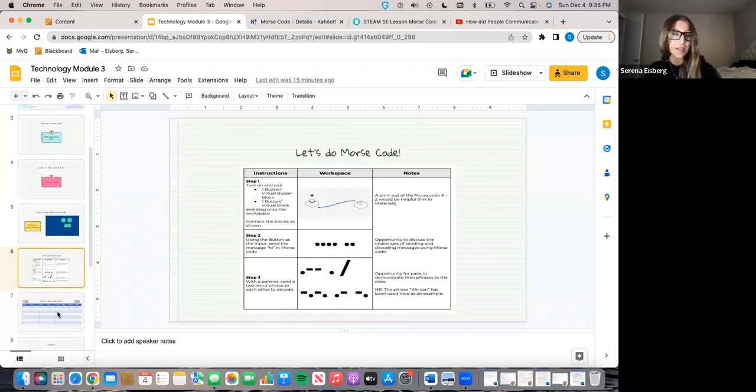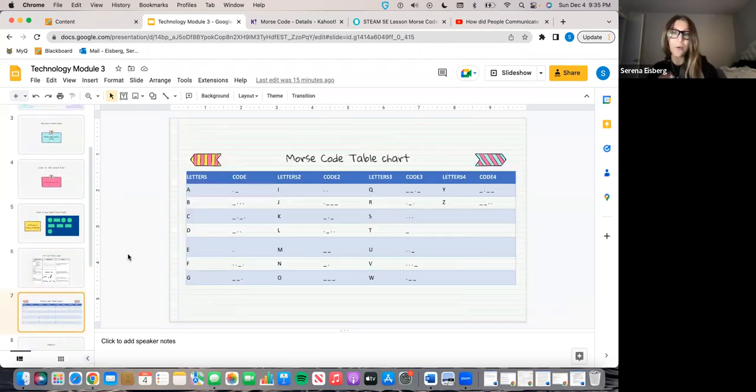Which leads into my next slide, my Morse code table chart that I decided to include. I thought it was important for the students to point out the differences between the dot and the dash when seeing the code next to each letter. It will also prepare them for day 2 when they construct an explanation.